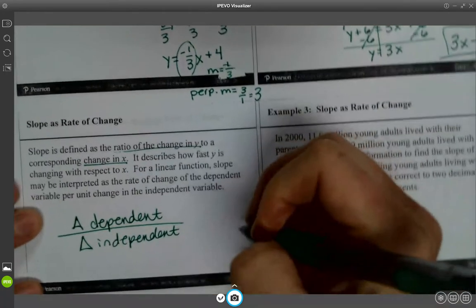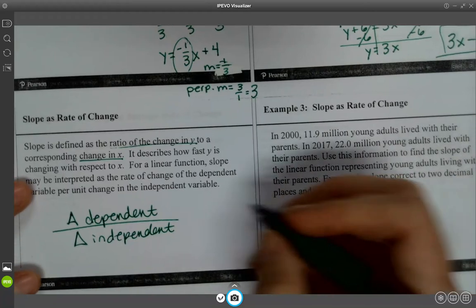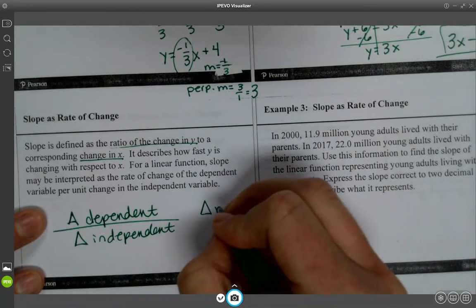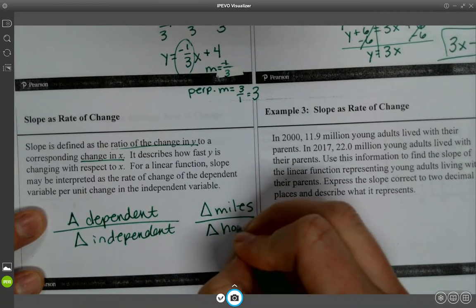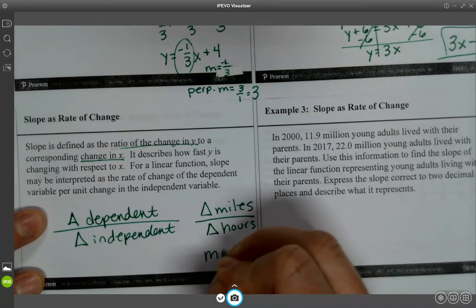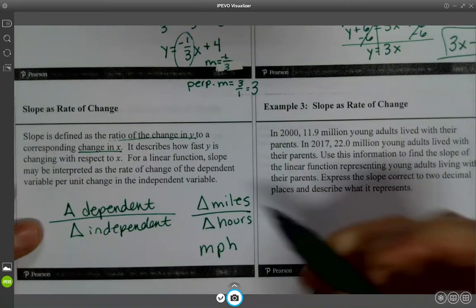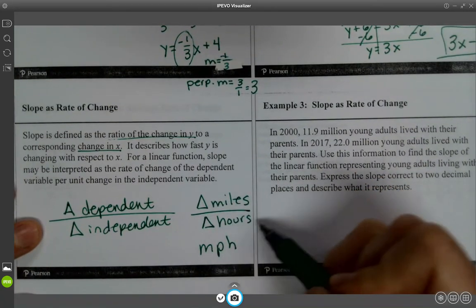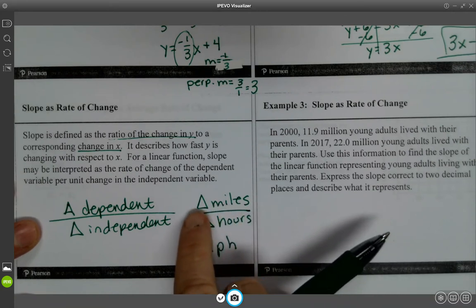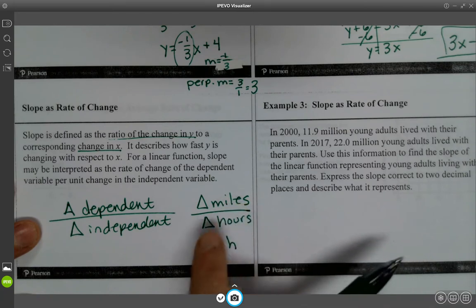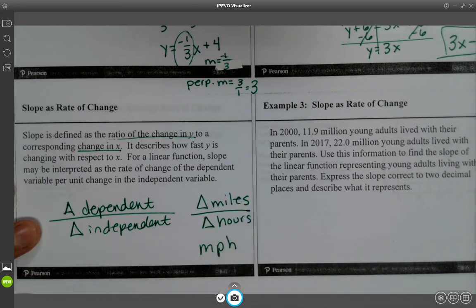So an example of this would be miles per hour. We would do change of miles over change in hours. And that's how you get the MPH, miles per hour. Because you go for so many hours, that's independent. You can drive for as long as you want or as little as you want. What's dependent is miles. How far you go depends on how many hours you're driving.